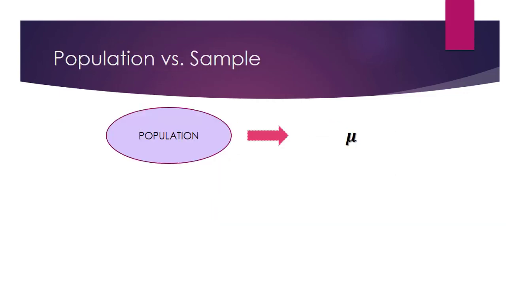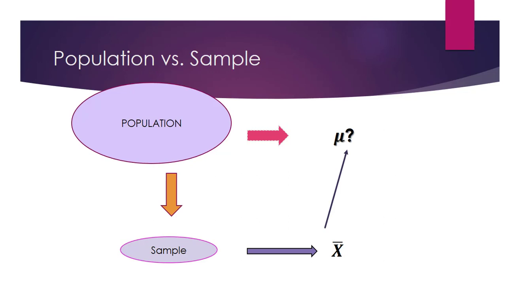The population is infinitely large, and we are interested in the population mean. However, the population mean is not observable as we could not observe the entire population. So what will we do? Well, we will take a random sample from the population and calculate the sample mean. And using the sample mean, we will make estimates or inferences about the population mean.